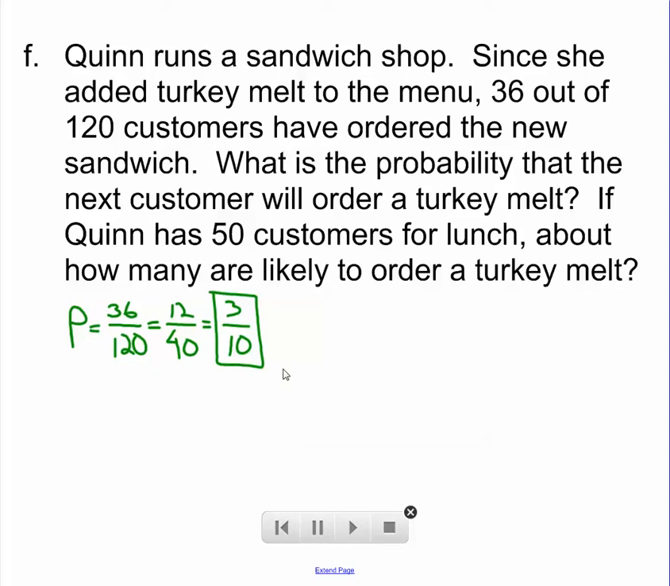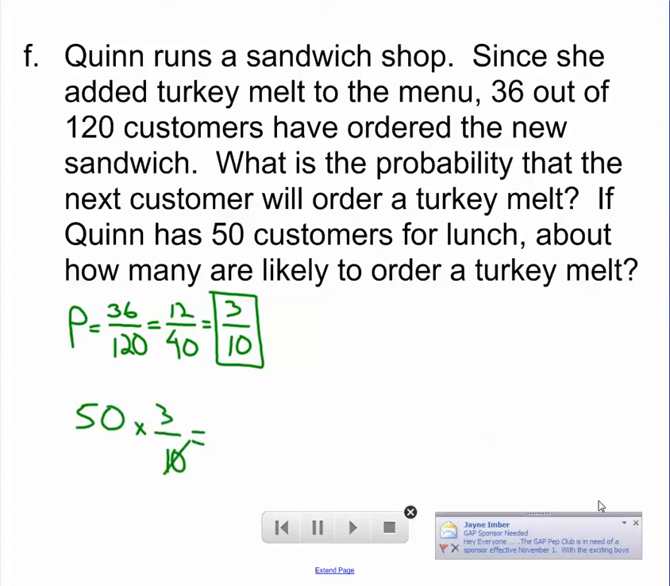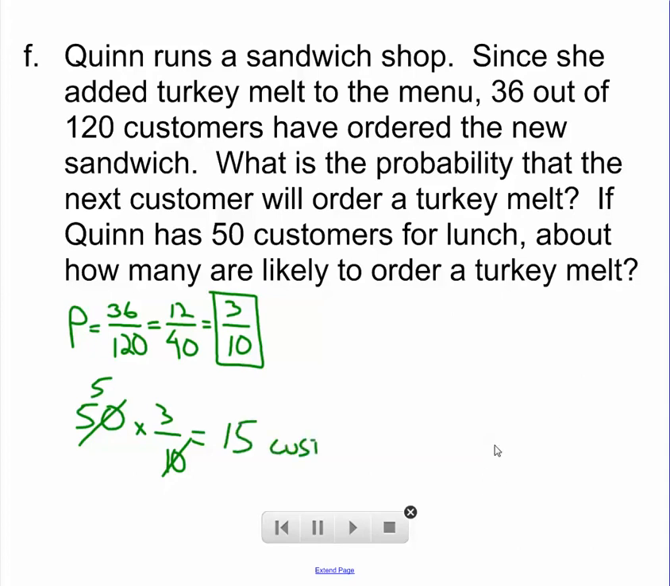Okay. If Quinn has 50 customers for lunch, about how many are likely to order a turkey melt? Well, all we have to do is take 3 out of every 10 of these 50 customers should order a turkey melt based on what's been happening in the past. Not a definite, but it's just a measure of likelihood. So what we'll do is we'll take the 50 customers and we'll multiply this by 3/10. And we know how to multiply fractions. And what we come up with is about 15 customers we might expect to buy a turkey melt.